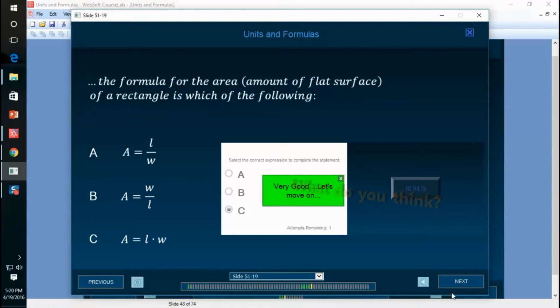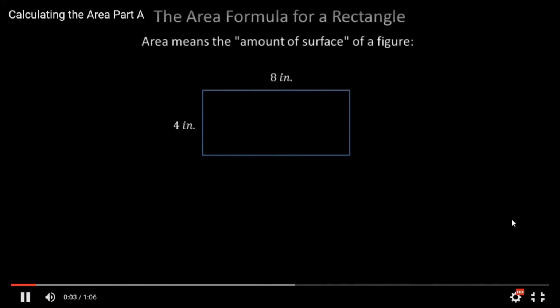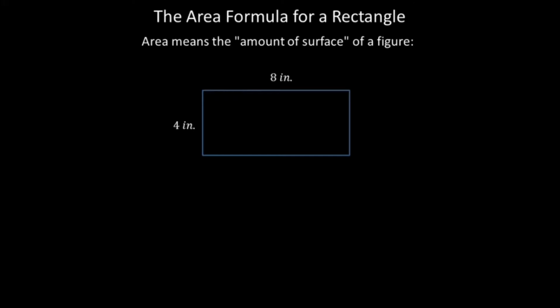Very good. The correct formula is answer choice C. Let's look at a specific calculation using our area formula. We have a rectangle here with a width of 4 inches and a length of 8 inches. We want to calculate the area of this rectangle, and we can use our formula to do that.